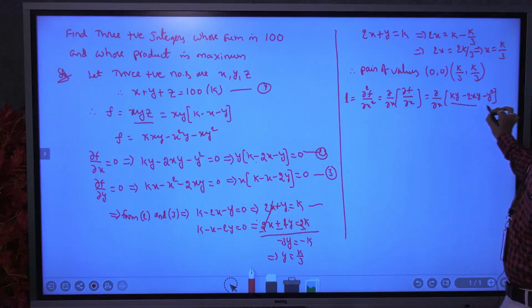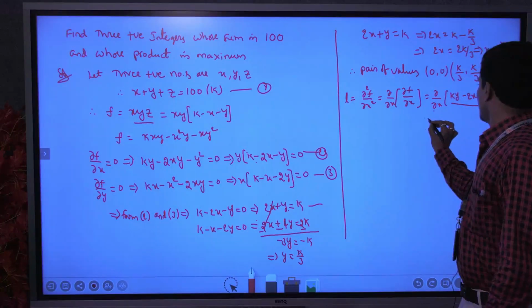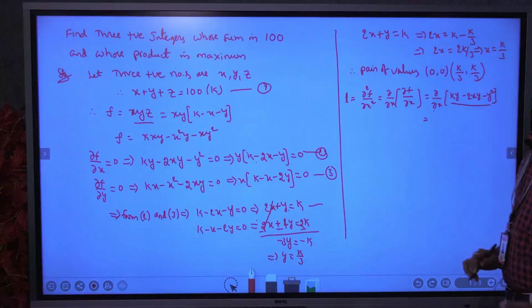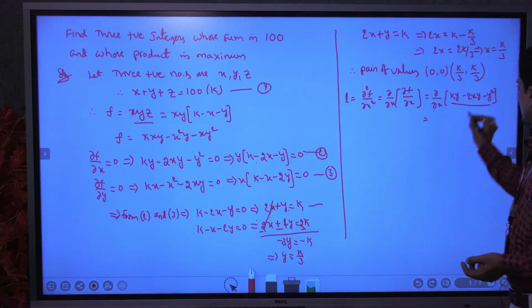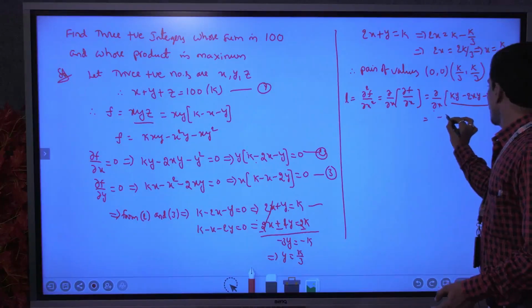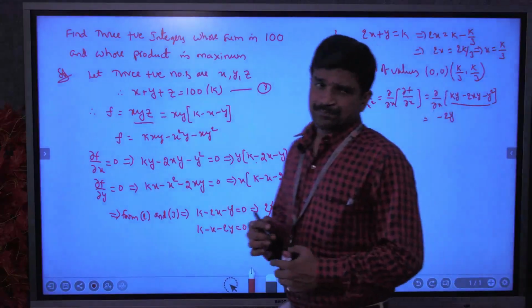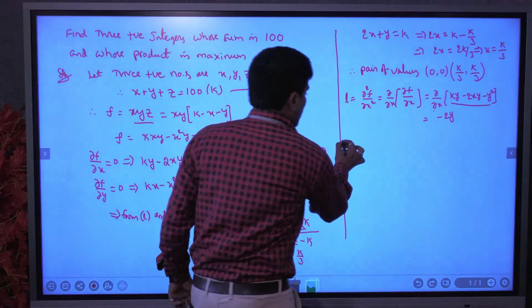Now the derivative of this function with respect to x. So with respect to x, what do we get? Here ky² is constant, clearly its derivative is 0. Here −2xy with respect to x: −2y is constant, and the derivative of x is 1.